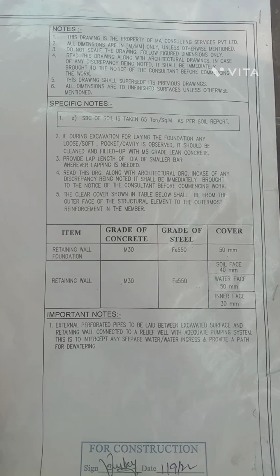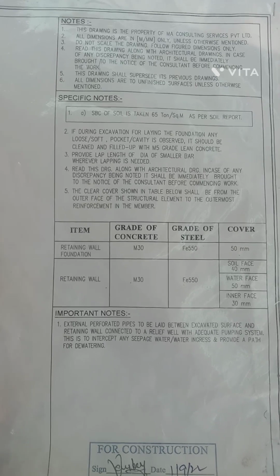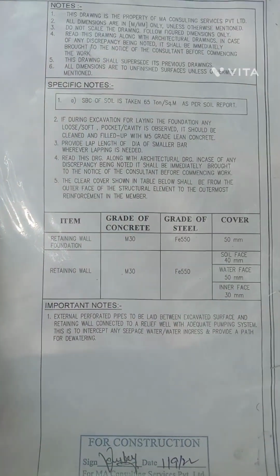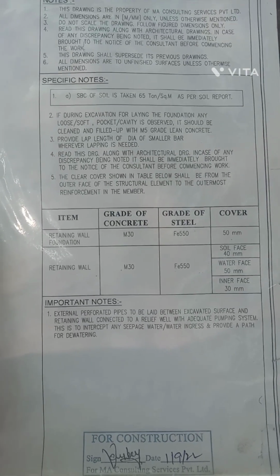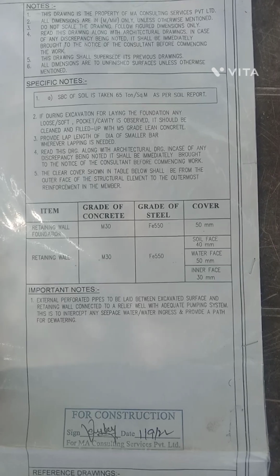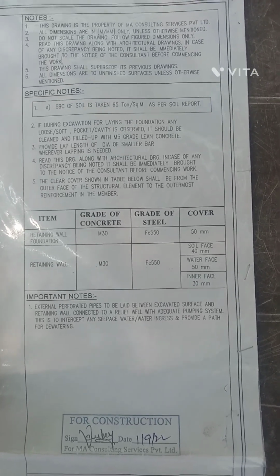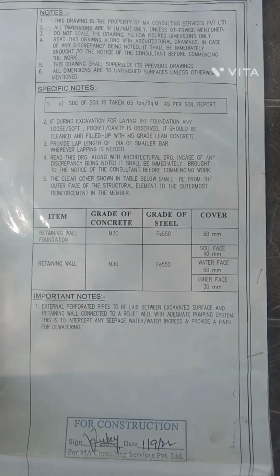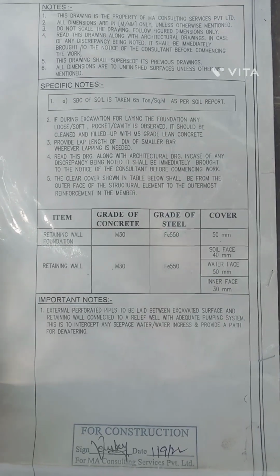The fourth point, read this drawing along with architectural dimensions only. If any discrepancy is noted, it shall be immediately brought to the notice of the consultant before commencing the work. Fifth point, this drawing shall supersede its previous drawing. Sixth point, all dimensions are to unfinished surfaces unless otherwise mentioned. Okay, specific notes we have to read.